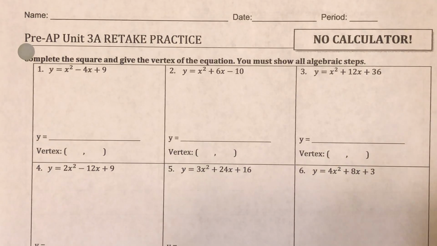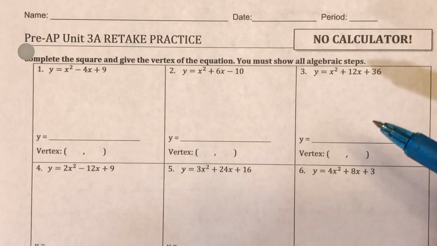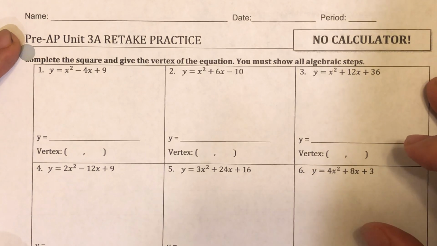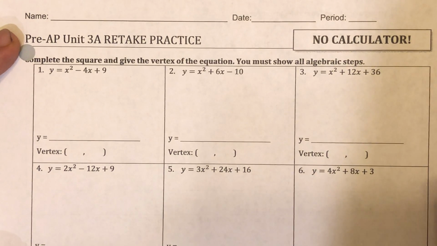This is the Algebra 2 Pre-AP Unit 3A retake practice. So looking at the first one, it says complete the square and give the vertex of the equation.